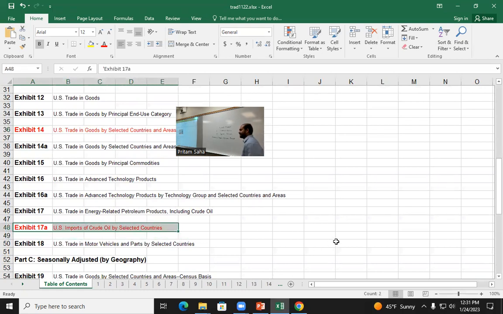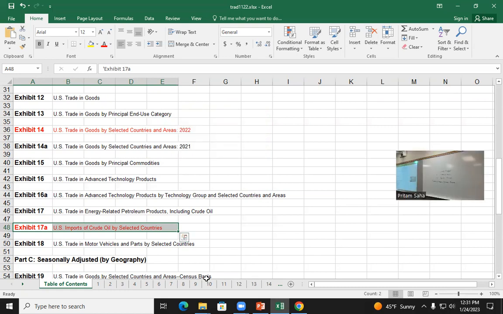Any idea from where the USA imports crude oil? The USA doesn't want to drill their own crude oil, right? They want to import, refine, sell or use. From where do they import most of their crude oil? Saudi Arabia. Okay, what else? Anything else other than Saudi Arabia? Let's see. So there is definitely one of them, but let's see.